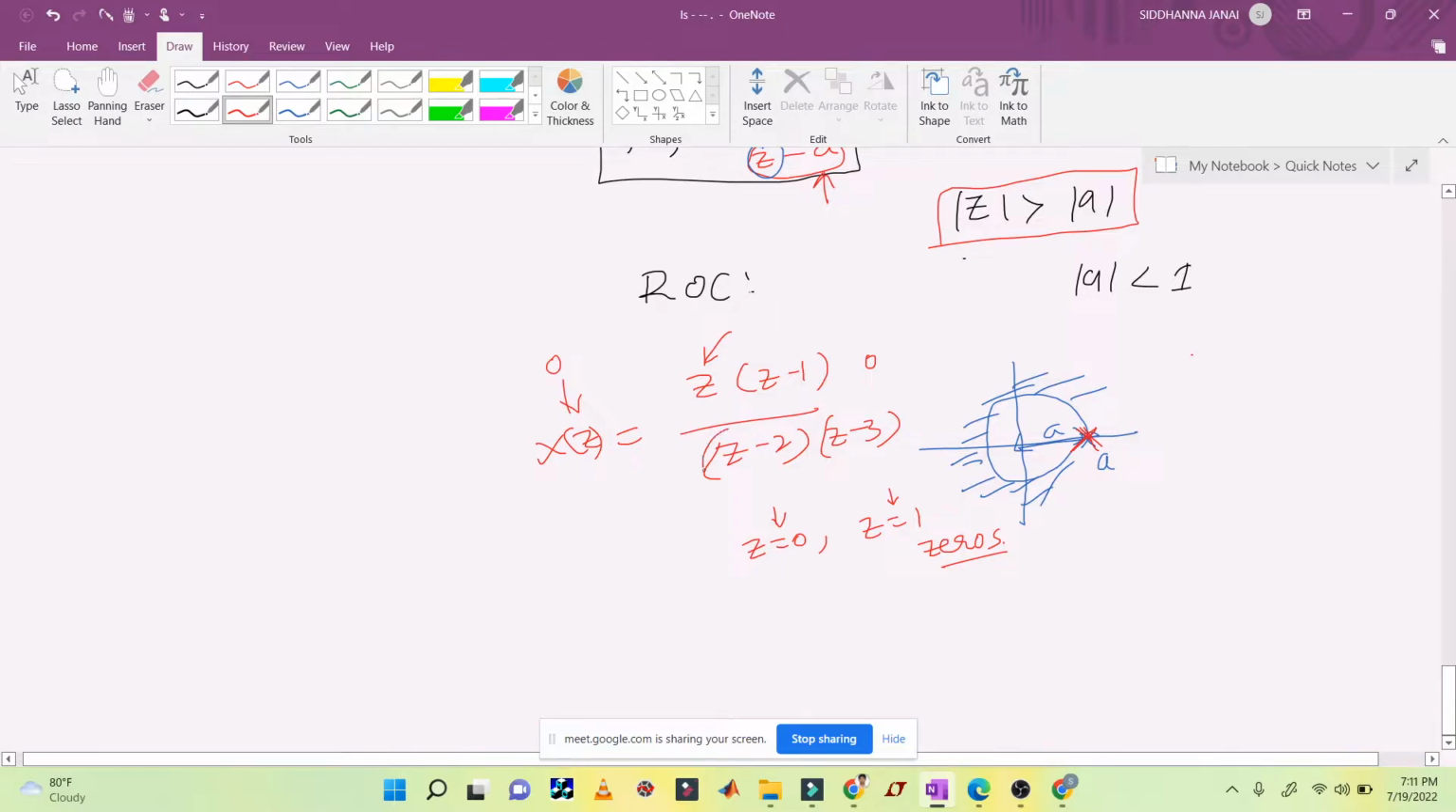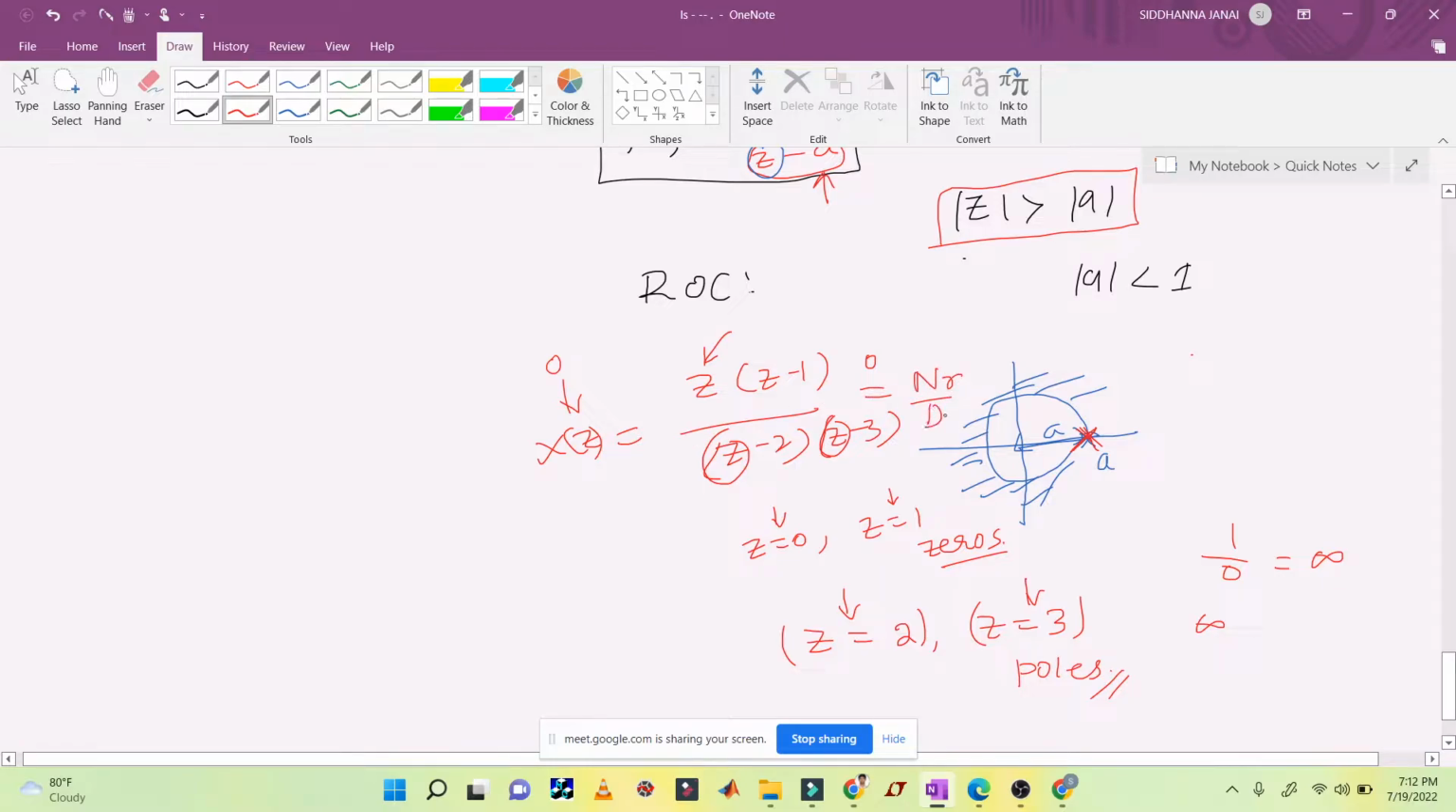Now what value of Z makes X of Z infinity? If you substitute either Z is equal to 2 or Z is equal to 3, 2 minus 2 will be 0. That is, 1 by 0 will be infinity. Or if you substitute Z is equal to 3, then also you will get infinity. Or if you substitute both Z is equal to 2 and 3, you will get infinity. That means Z is equal to 2 and 3 are called poles.